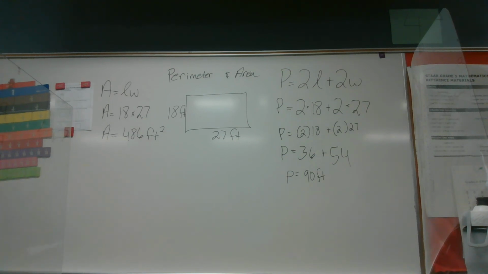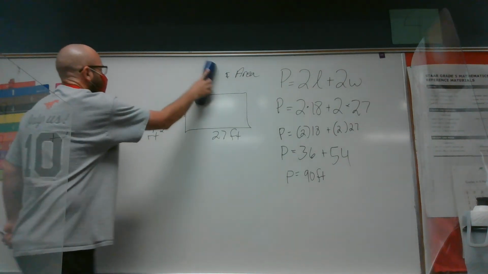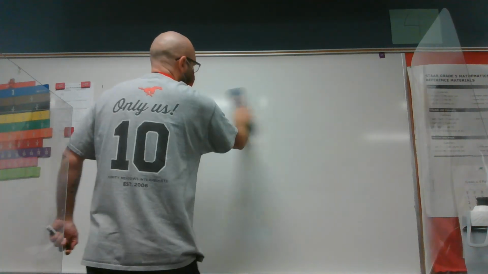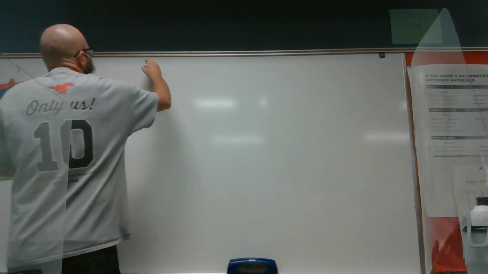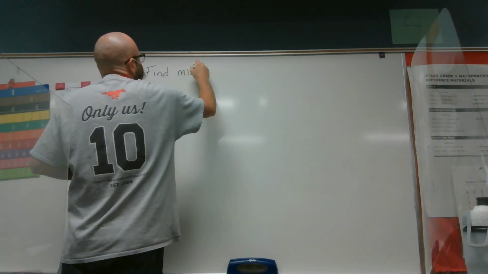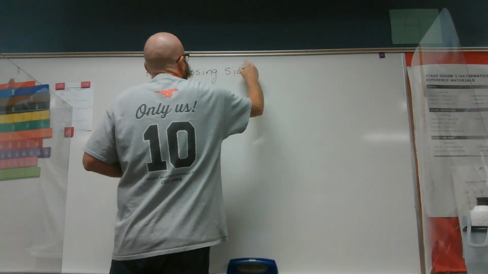I could have done all of that without writing the formula. Well, all right. Let's look at one that you're going to have to use the formula. Well, you're not going to have to, but it's going to make your life a whole lot easier. So this one, we're going to find the missing side length. Oh, that's fun. I don't know how to do these. Well, what does that mean?